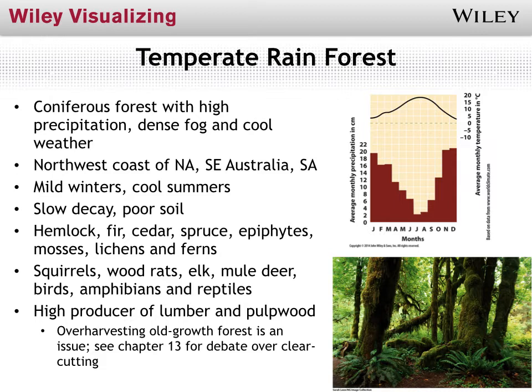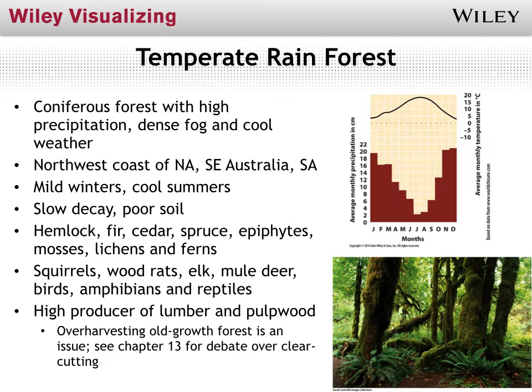Although the tundra is an important source of wood, the temperate rainforests are an even more important source of wood. And this is typically the area where we find what we refer to as old-growth forests. Very large trees that have been harvested heavily over the past 100 years, including using practices like clear cutting that we'll talk more about in Chapter 13.